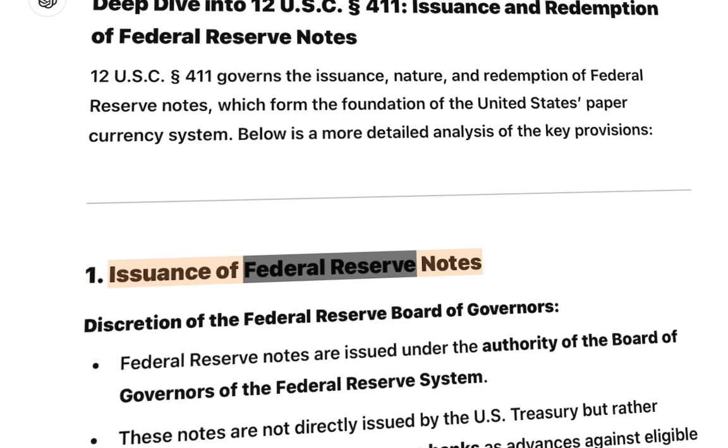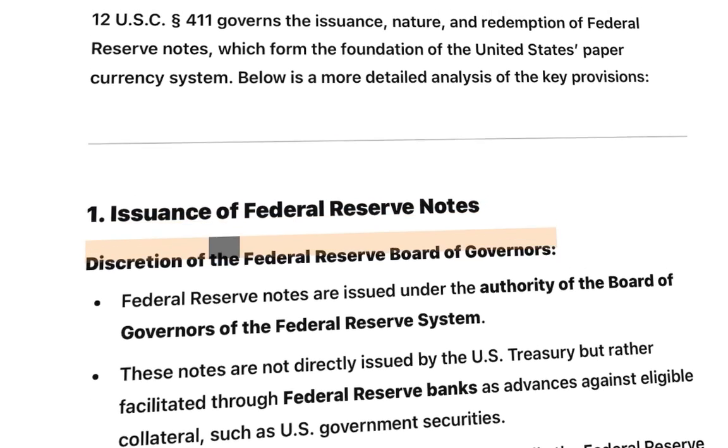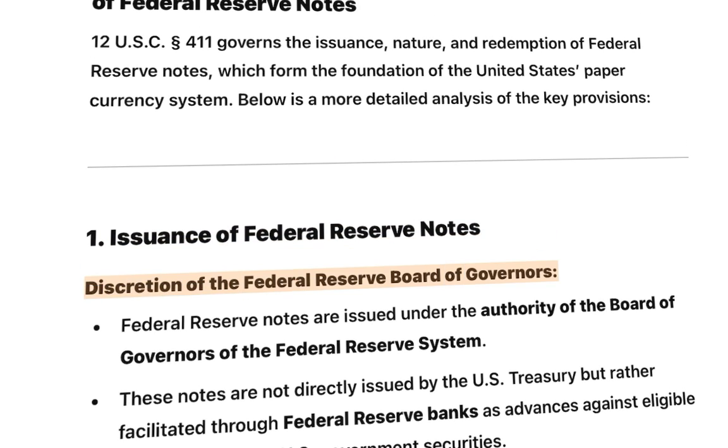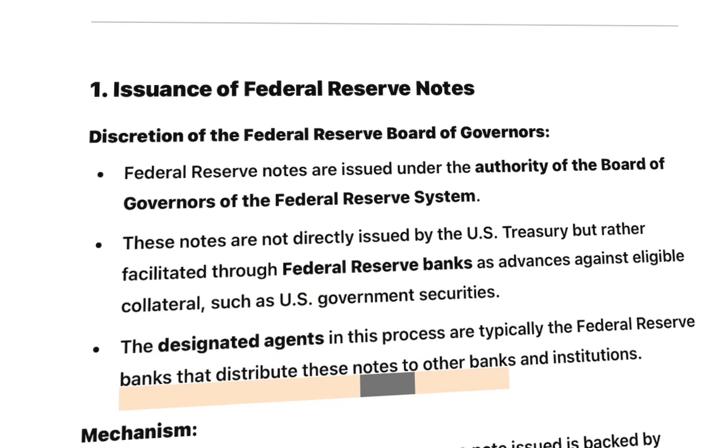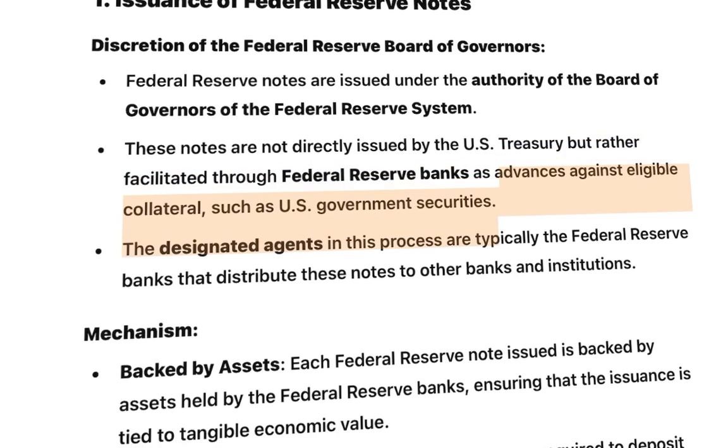1. Issuance of Federal Reserve Notes. Discretion of the Federal Reserve Board of Governors. Federal Reserve Notes are issued under the authority of the Board of Governors of the Federal Reserve System. These notes are not directly issued by the U.S. Treasury, but rather facilitated through Federal Reserve Banks as advances against eligible collateral, such as U.S. government securities.